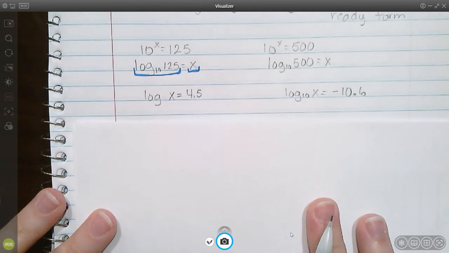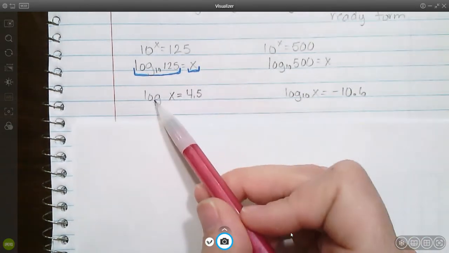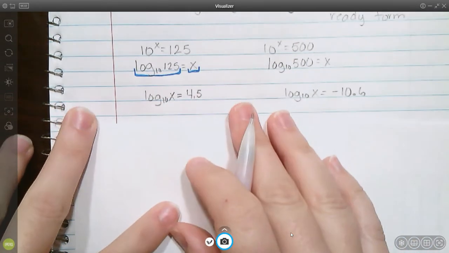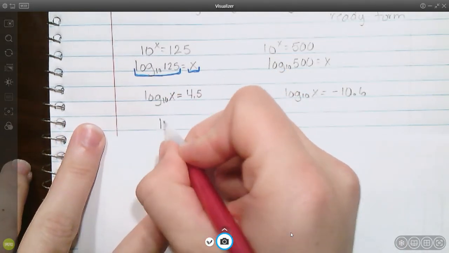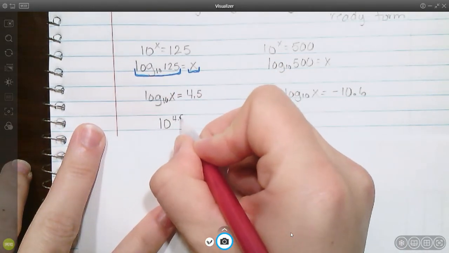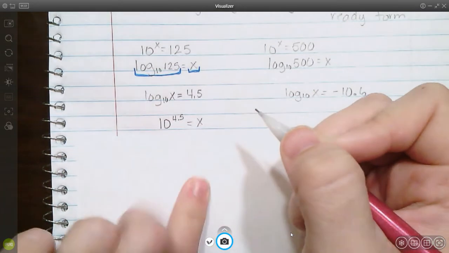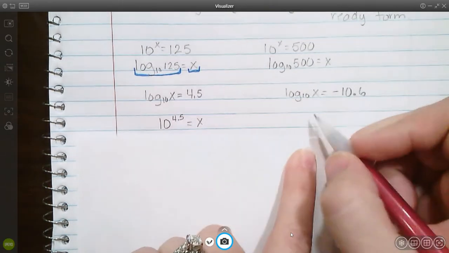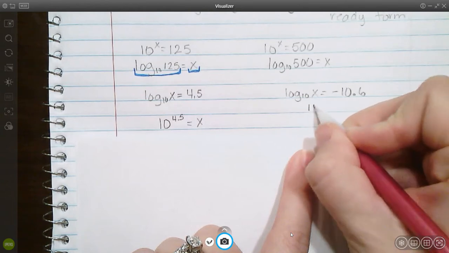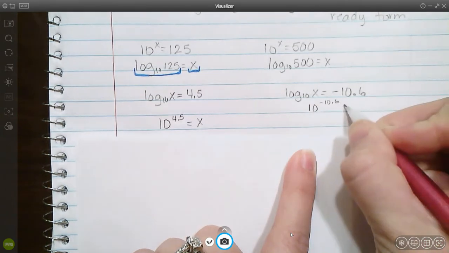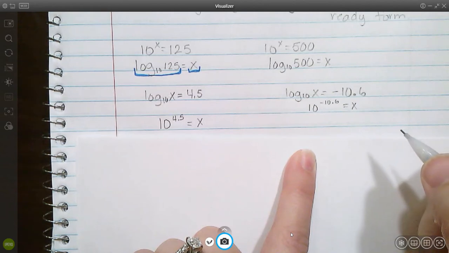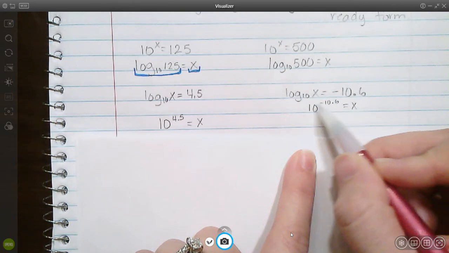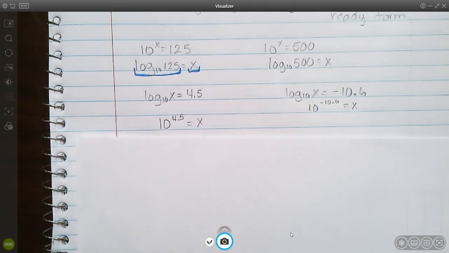Okay, so now we have log base 10 of x equals 4.5. So this is saying 10, which is your base, to the power of 4.5 equals x. So this you can type into your calculator. We have x by itself. This is a great answer. Over here we have 10 to the power of negative 10.6 equals x. So same thing. You can type 10 to the power of negative 10.6 into your calculator. We have x by itself, so that is also a good answer.